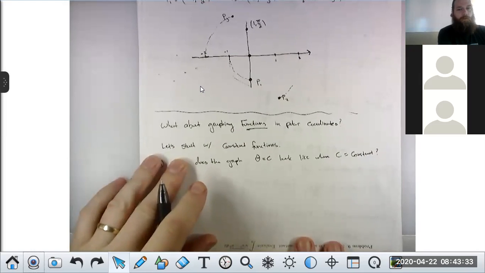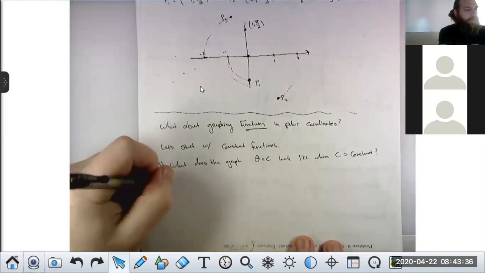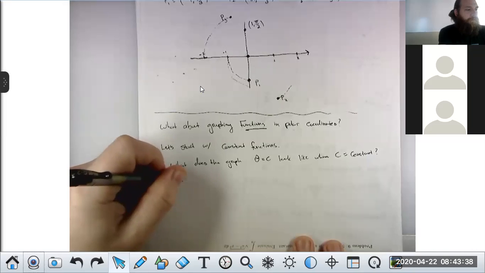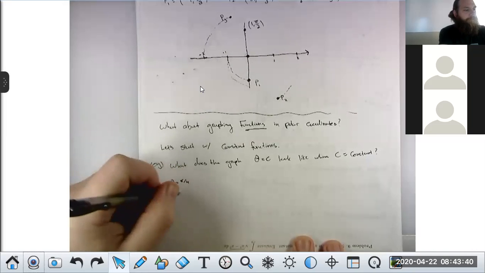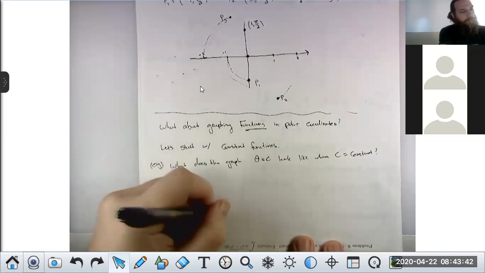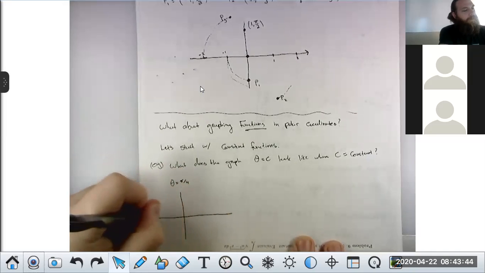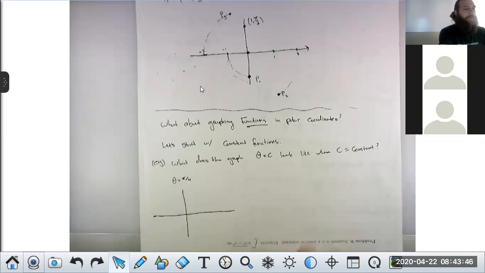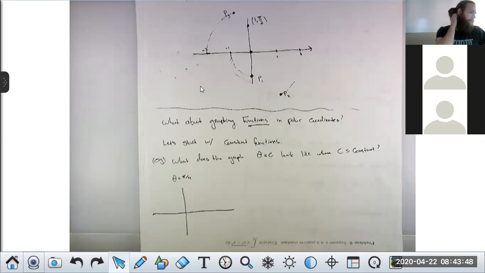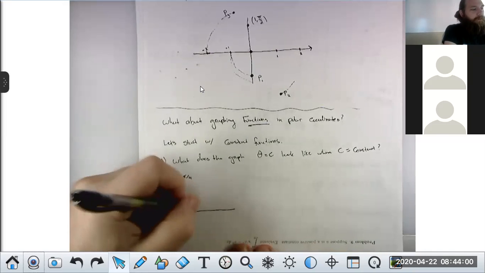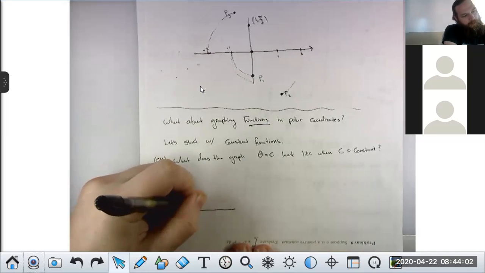So maybe a good first example here would be looking at theta equals pi/4. You could make a table if you wanted to, a bunch of r's and thetas. But since this is a constant function, theta is always pi/4. So no matter what radius you're looking at, theta is always pi/4, which means you're going to be along this line.